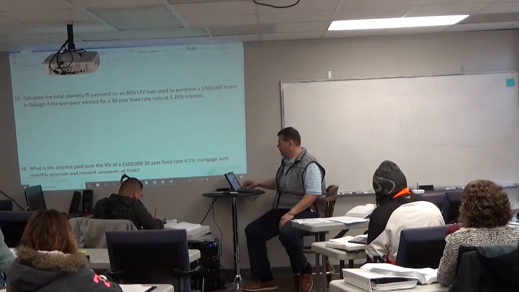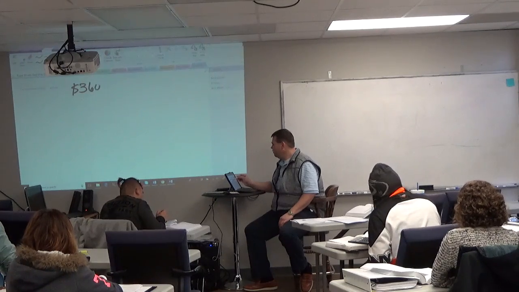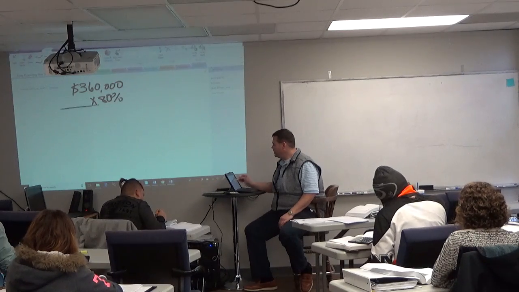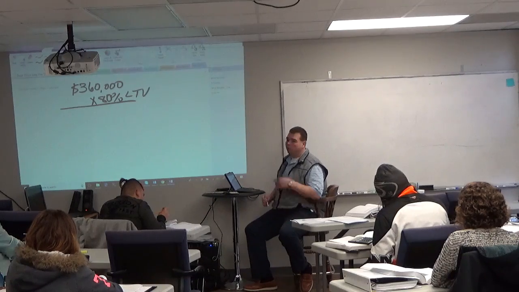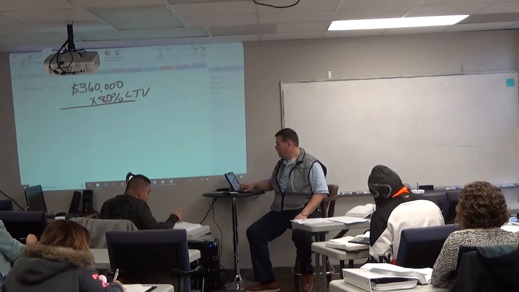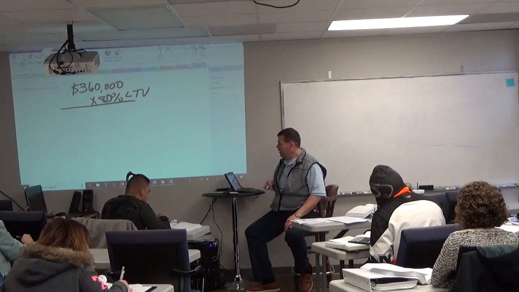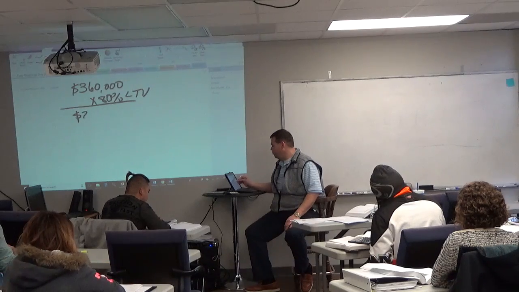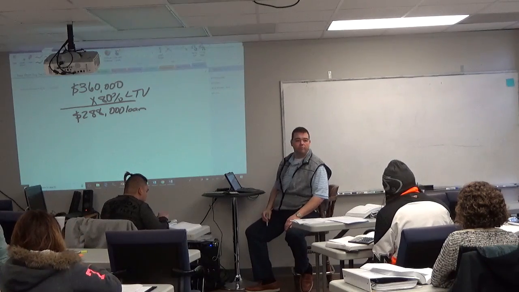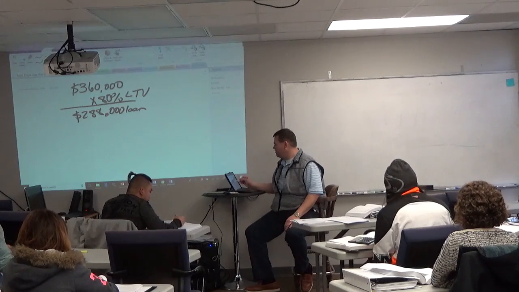So to calculate the loan amount, I need a purchase price, I need a loan-to-value ratio. Well, they told me it's a $360,000 purchase and an 80% loan-to-value ratio. So sometimes 80% LTV, which remember, that's just the percentage of the sales price that's being borrowed, right? Okay? So $360,000 times 80% loan-to-value gives me a loan amount of $288,000 for my loan.